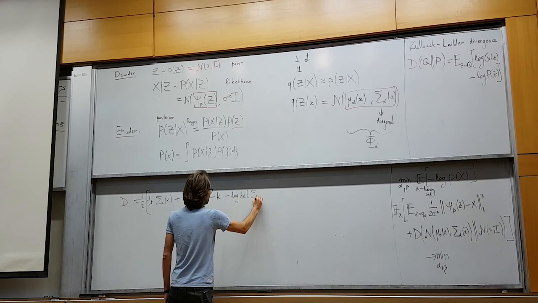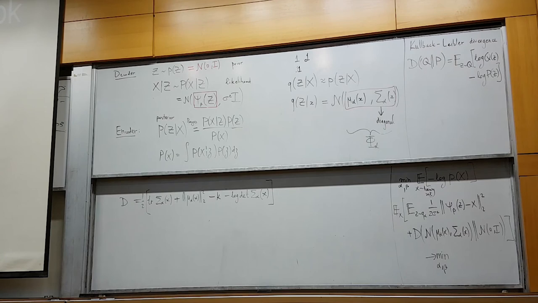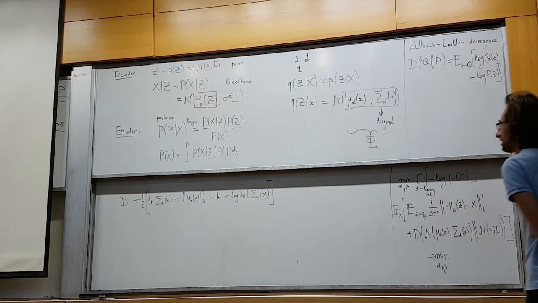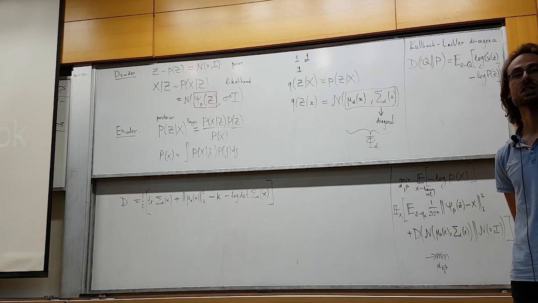sigma alpha x. And again, now you see why I'm forcing sigma to be a diagonal matrix, because it's easy to compute these traces and determinants. Of course, I can do it with the full matrix as well, but basically this is much easier. So these are typical expressions that you get for Kullback-Leibler divergences between normal distributions. You can think of it as a regularization that we are adding to the loss function.